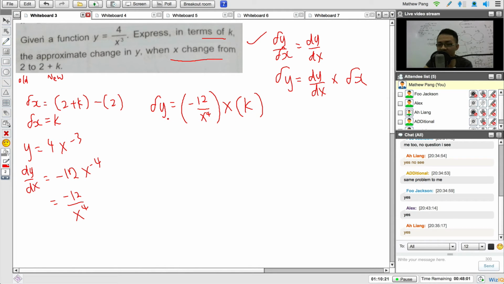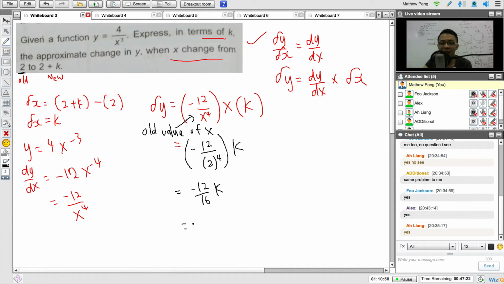Now I got this, but the problem is I still have x over here. So remember, for the x here, you always substitute the old value of x. What is your old value of x in this case? It will be 2. Do you see the 2 over here? Yes. So I substitute 2 into that: 2 to the power of 4 multiplied by k. So this is negative 12 over 16 k, and then I simplify, divided by 4, I get negative 3 over 4 k.